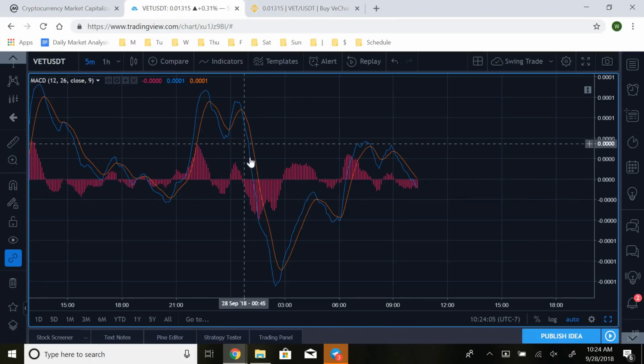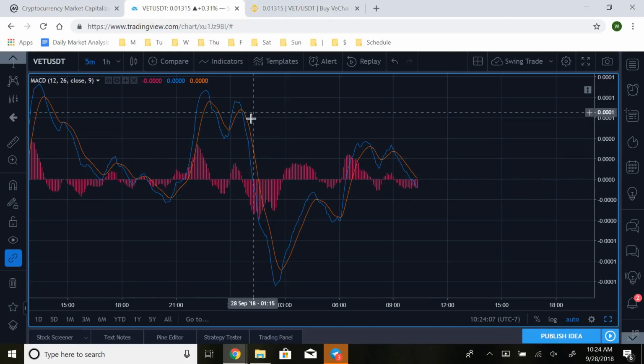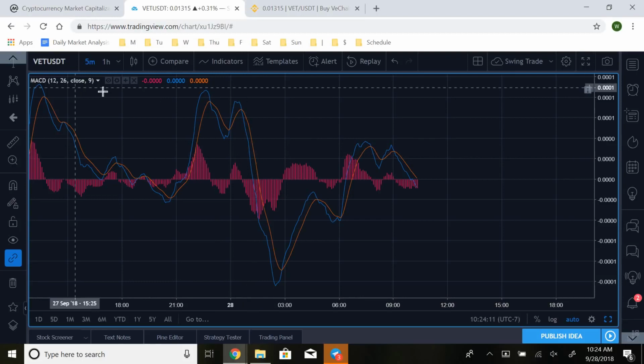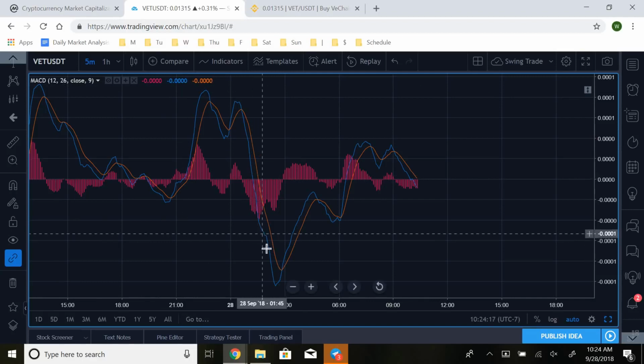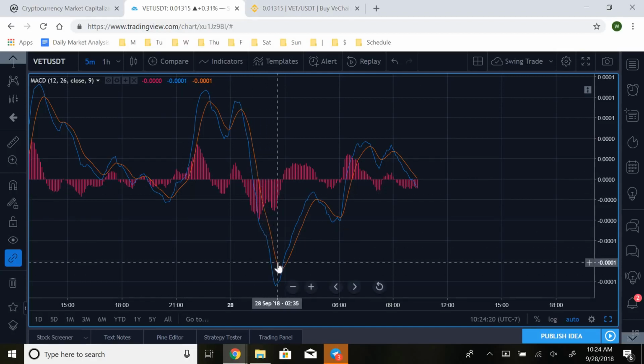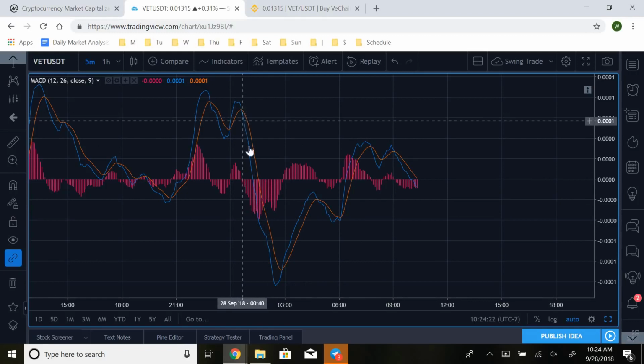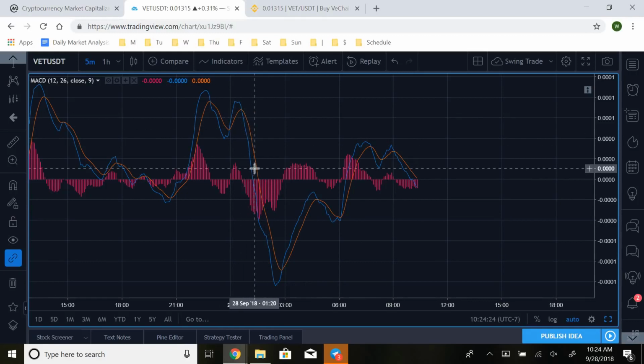So we're going to use that in conjunction with these two lines. The blue line and the orange line, they're moving averages. One is a 12-day moving average, one is a 26-day moving average. The 12-day is the blue line, the 26 is the orange line. And what we're going to use those for is to identify the trend and momentum.